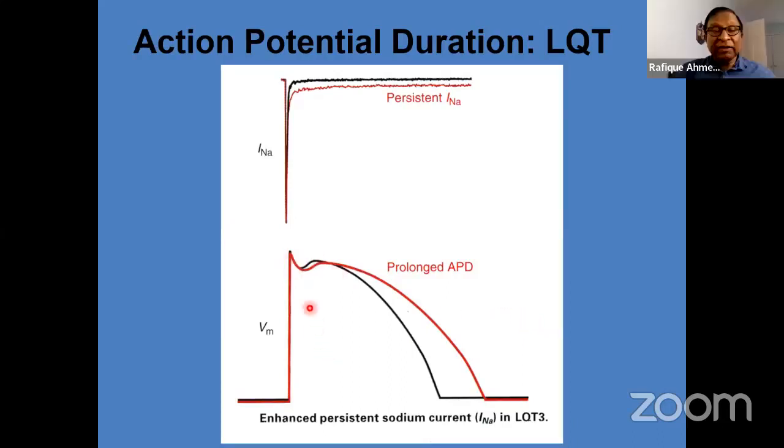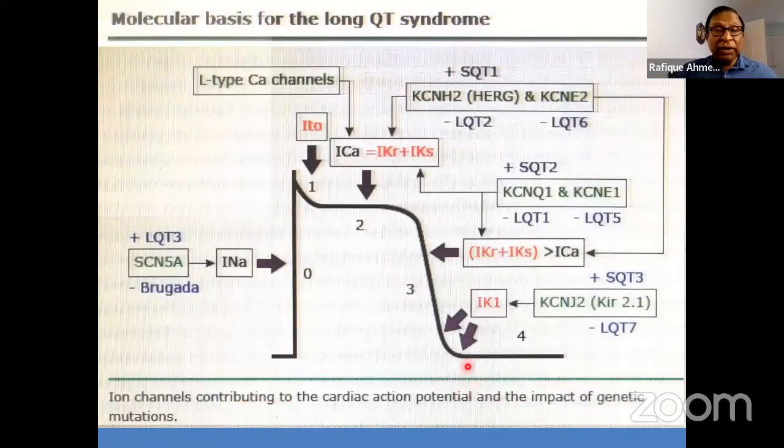So this is just a simple example. In long QT3, there is a problem with the sodium channel. It prolongs the action potential, and that prolongation can lead to cardiac arrhythmia. So in long QT syndrome, long QT3, there is more activity of the sodium channel. In Brugada, there is less. And then other kinds of long QT, long QT2, long QT6, these are all potassium current problems. So try to understand them, and that will help how we can treat these patients.